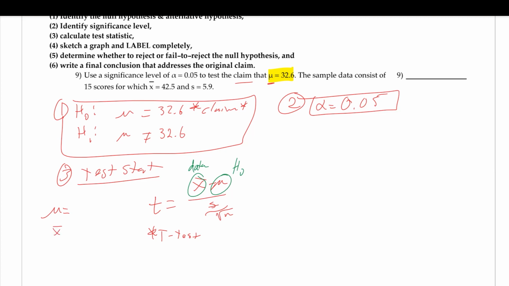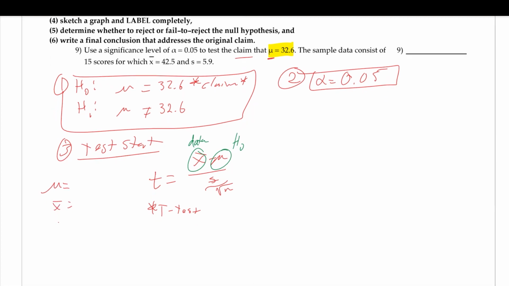We have mu, we have x bar, we have sample standard deviation, sample size. These are all going to be the inputs for our calculator. And of course, you can always plug these into your formula and calculate the test stat, the t-value. But the real advantage of using the calculator is that it comes up with the p-value. All right, so what's our mu? Well, that comes from the null hypothesis. That's 32.6. X bar comes from what's being given to us, 42.5. S is 5.9. And there's 15 scores, right?